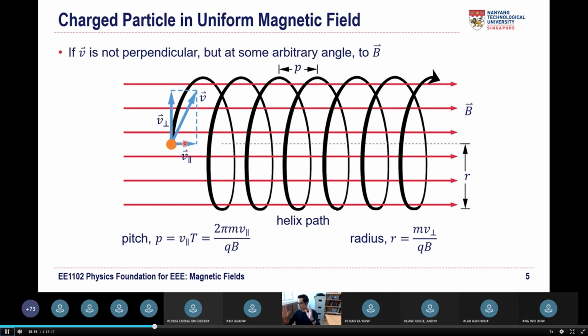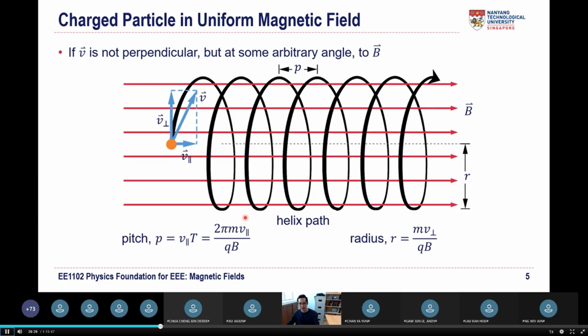So when an object has no force, what happens? There's zero acceleration, which means it will continue to travel at the same velocity without changing. So the horizontal, or parallel, component is not going to change. It will continue to travel at the same velocity, whereas the perpendicular component is going to give us the circular motion. So it's going to move in a so-called helix path, where the pitch is the distance it moves in one circle of this helix path.